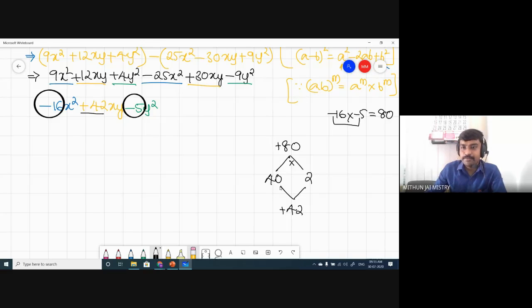40 into 2, multiply first. 40 into 2 is 80. Then here it is plus. So 40 plus 2 is what? 42. Great. So I want two numbers which satisfy both the conditions. It should satisfy both the conditions.